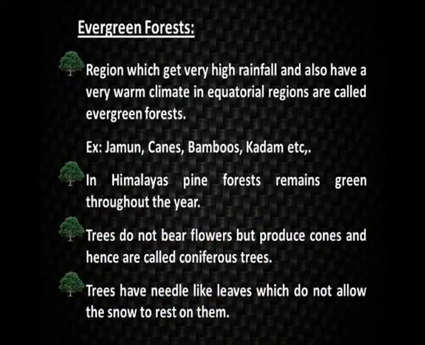Evergreen forest. Regions which get very high rainfall and also have a very warm climate in equatorial regions are called evergreen forest. Example: jamun, canes, bamboos, kadam, etc.